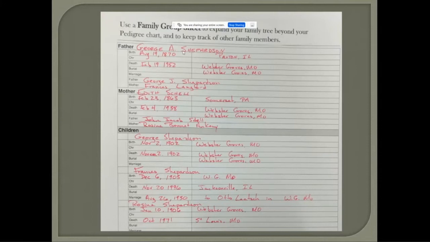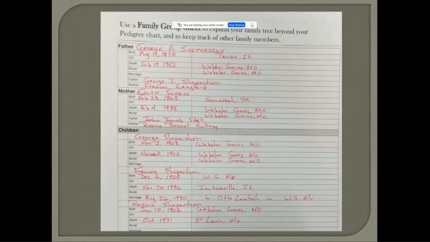These are my great-grandparents, George A. Shepherdson, G-A-S, there is an unfortunate initials, and his wife, Edith Shell. We've got their birthdays, and we have their death days, and where they lived, where they were born. And I still don't know how this woman from Somerset, Pennsylvania, wound up marrying a man from Paxton, Illinois, living outside of St. Louis, but it's for another day.